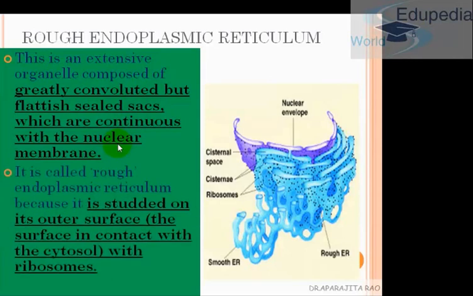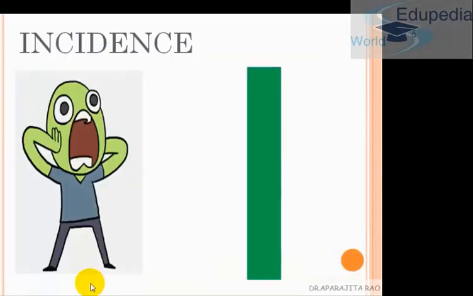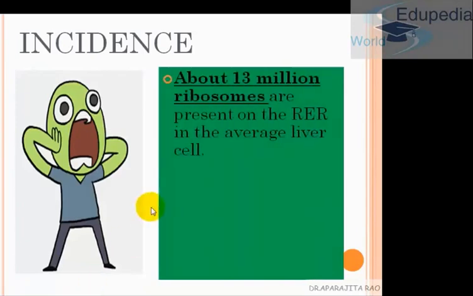The next is that we already know the rough endoplasmic reticulum is called rough because it has ribosomes studded to it. But the important thing here is that they are studded only on its outer surface, that is the surface in contact with the cytosol. This is a multiple choice question, very important and should be noted down. These ribosomes are known as membrane bound ribosomes and are firmly attached to the outer cytosolic side of the endoplasmic reticulum. In an average liver cell, there are roughly 13 million ribosomes. So imagine, they are so common.